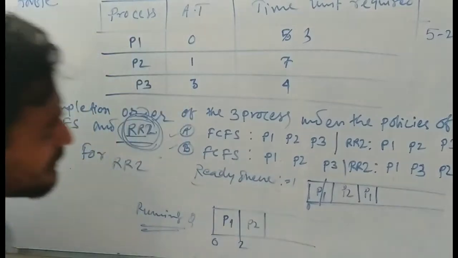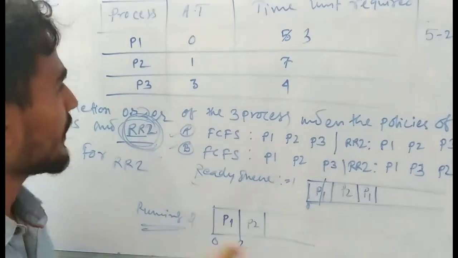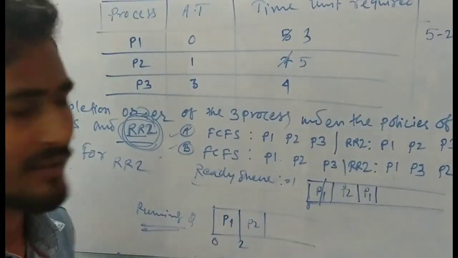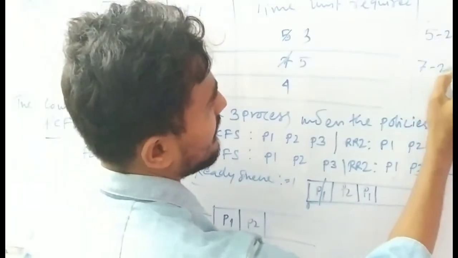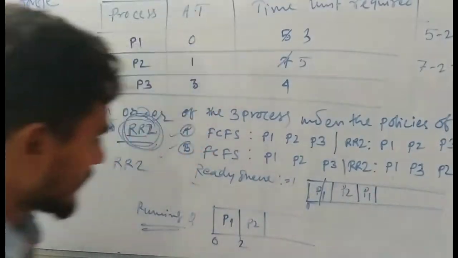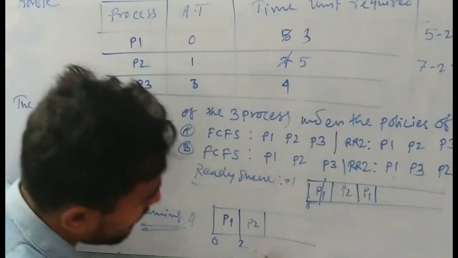P2 continues 2 times, because the time quantum is always 2. So 5 is remaining, because 2 times were needed.